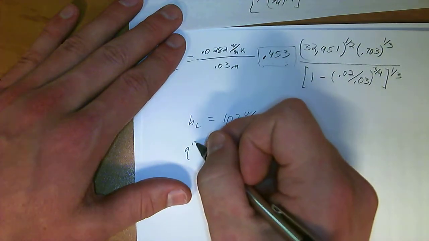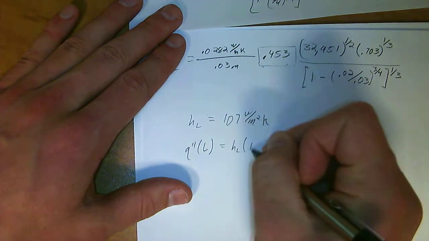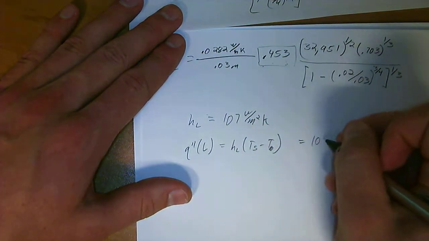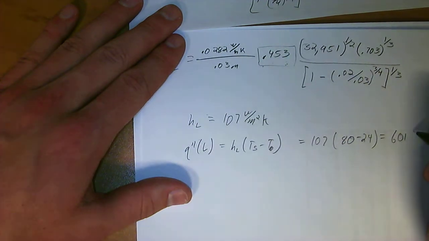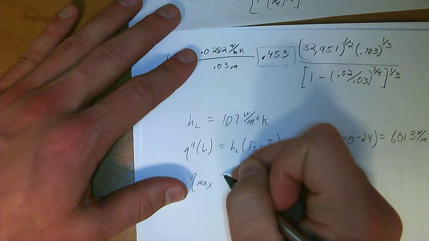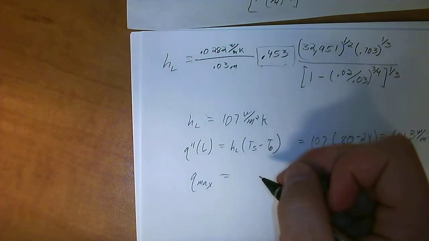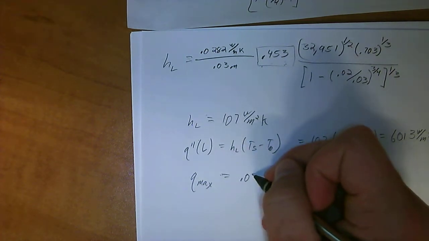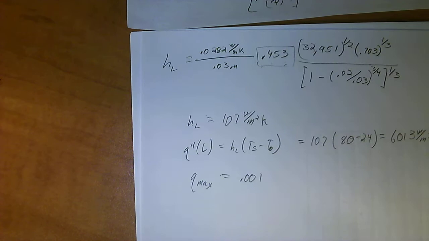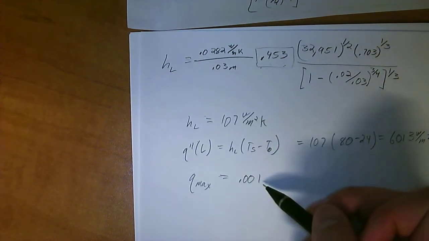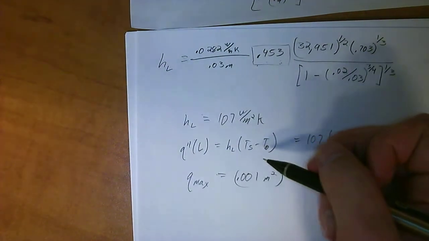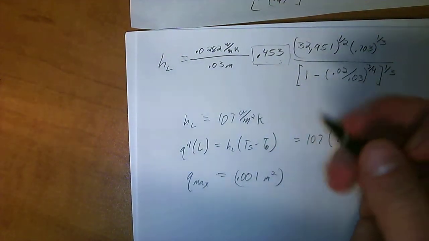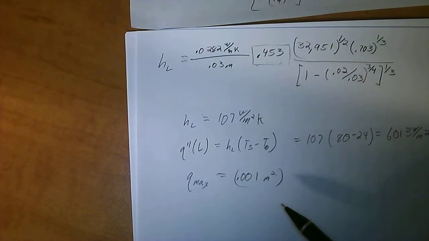And if you solve for Q double prime of L, equal to HL times Ts minus T infinity, 107 times 80 minus 24, you'll end up with 6,013 watts per meter squared. So then Q max with an unheated starting length is equal to... Oh, sorry. Double check that. Make sure I didn't do anything wrong there. Meters squared, which is the area of the surface, basically. Times... oh, wait a second. That's odd. Let me check real quick.